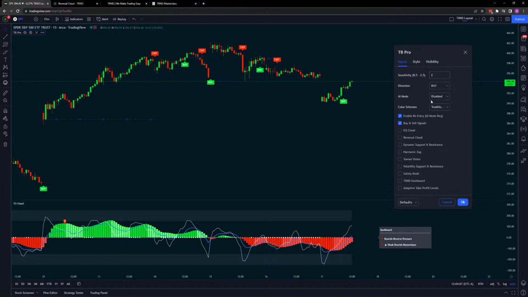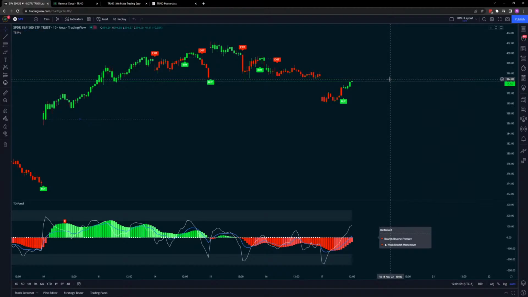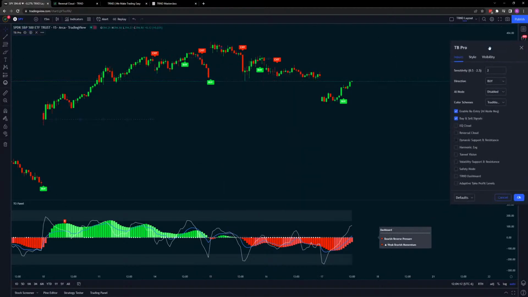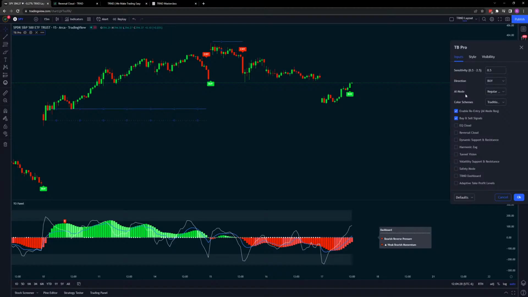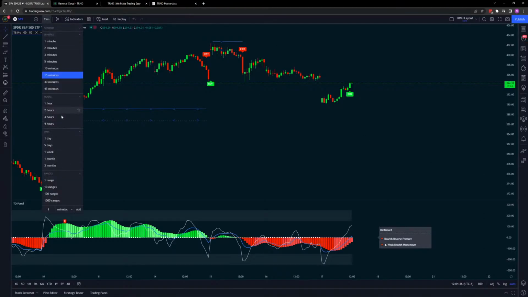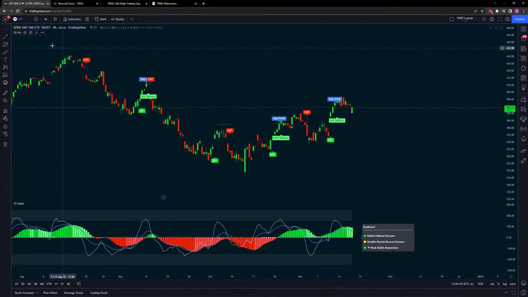In that we have AI mode. So AI mode is going to automatically adjust the sensitivity for you. So if I bring this down to 0.5, there we go. If I bring it down to 0.5, we can see we have tons of buy and sell signals on the chart. Once I enable AI mode, it's going to take over, and it's going to dynamically change the settings and sensitivity for me. So I no longer have to worry about identifying what sensitivity I want to use. I can now move between time frames without having to change the sensitivity on each time frame. It's all automatically adjusted for me.